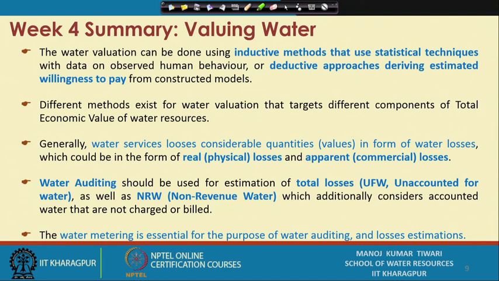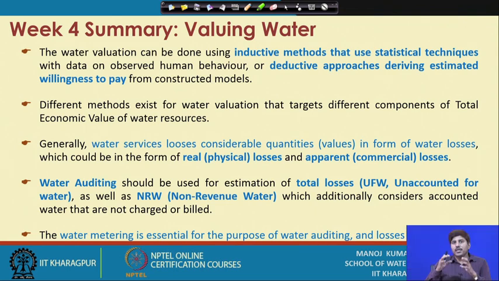Now, the estimation of these total losses can be done through water auditing. So, one can estimate the UFW, or unaccounted for water, as well as NRW, which is non-revenue water, which in addition to UFW also incorporates the water which is accounted but not billed or charged. So, water which is not being charged, although it is accounted, is not a loss. So, it will not go to the total losses, but since it is not generating any revenue, it is added to the NRW.